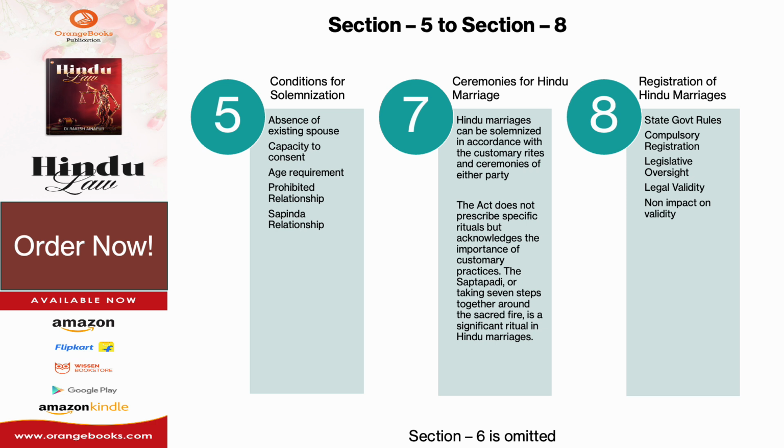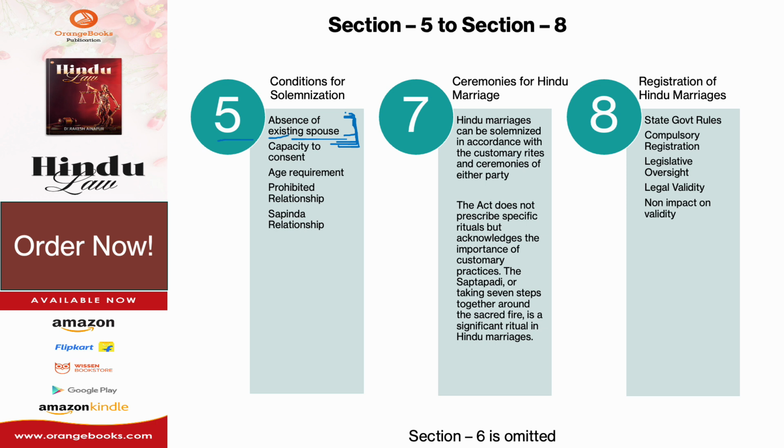Okay, so the conditions for valid marriage according to Hindu law are given in Section 5. The first is the absence of an existing spouse. Hindu law promotes monogamy, so there should not be an existing spouse. Before marriage, he should be a bachelor or she should be a bachelorette. Otherwise, a spouse should not be there.